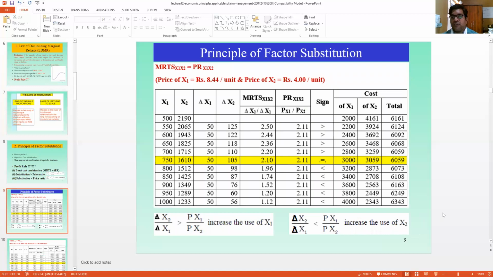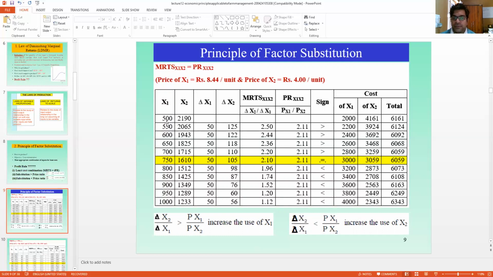Let us see with the help of a table for better understanding. Here we have MRTS x1, x2, and the price ratio x1, x2. This is very important, because this helps in identifying which is the replaced input and which is the added input. MRTS x1, x2 means x1 is added, x2 is replaced. Again, price ratio x1, x2 means x1 is added, x2 is replaced. We have the price of x1, for example, rupees 8.44 per unit, and the price of x2, 4 per unit.